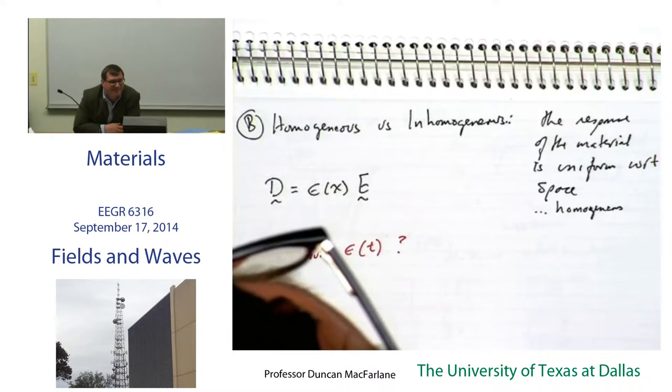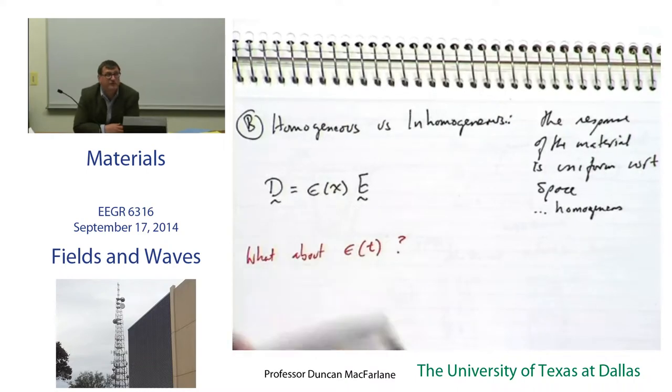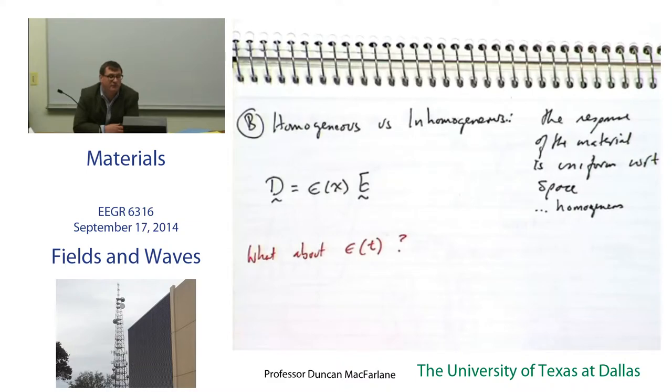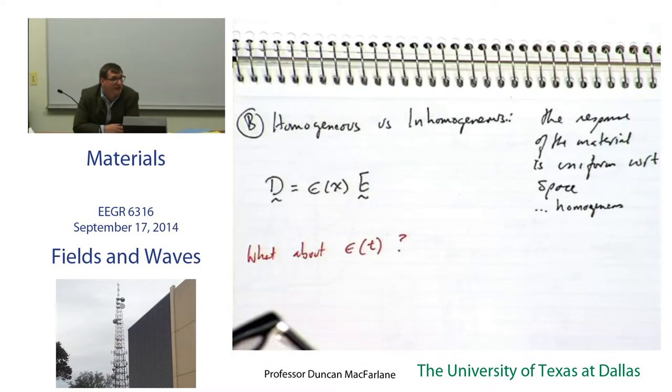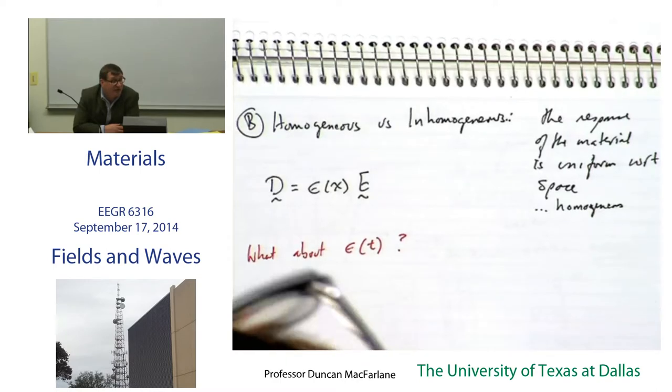Because the field is not time-varying. Well, the field can vary as a function of time, but this is the response of the material relative to that time. So the response of the material is changing independently of that time. So the index of refraction of a material would change as a function of time. Or the density of the material would change as a function of time. Is that possible? Well, in some sense it is possible.